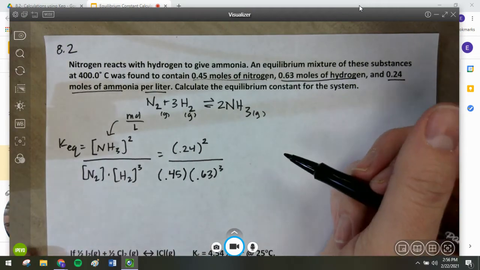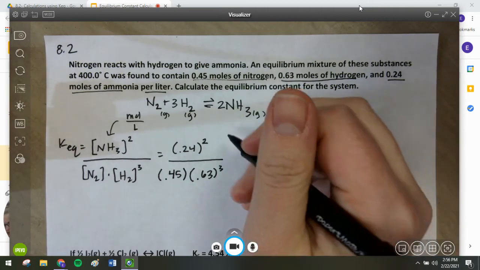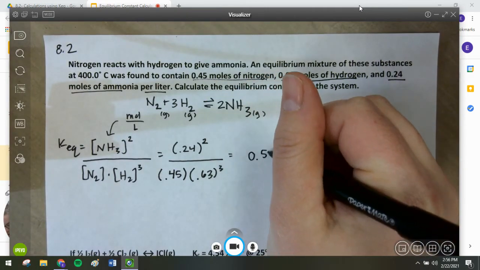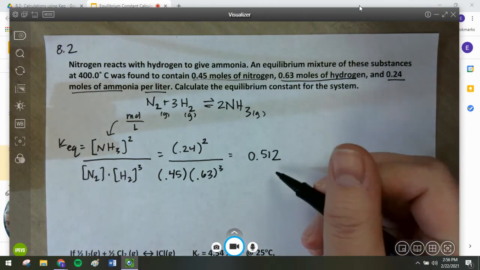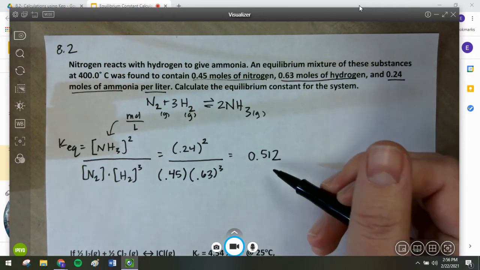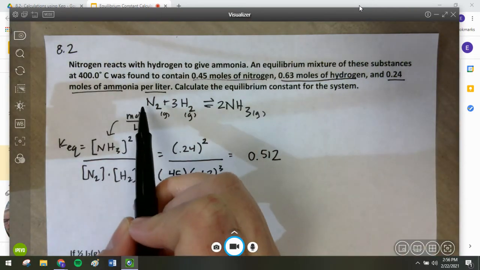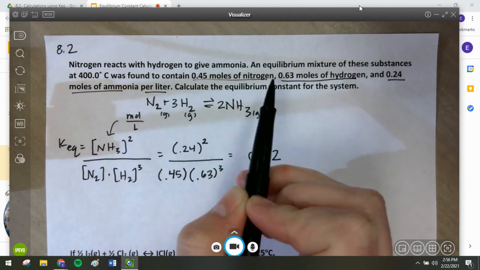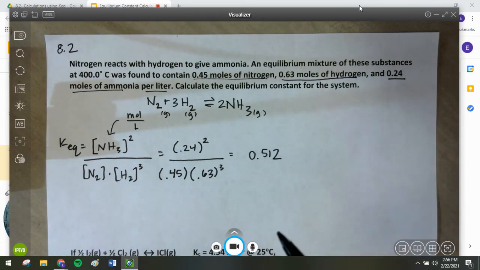So all I've got to do is put this into my calculator and solve it out. So I'm going to get a K value after I do that of 0.512. Now, just as a refresher, a K value that's less than 1 means that this is a reactant-favored process. So at 400 degrees, it means that our equilibrium lies where I have more reactant and less product. Okay, so if we talk about product-favored or reactant-favored, this is definitely a reactant-favored process.